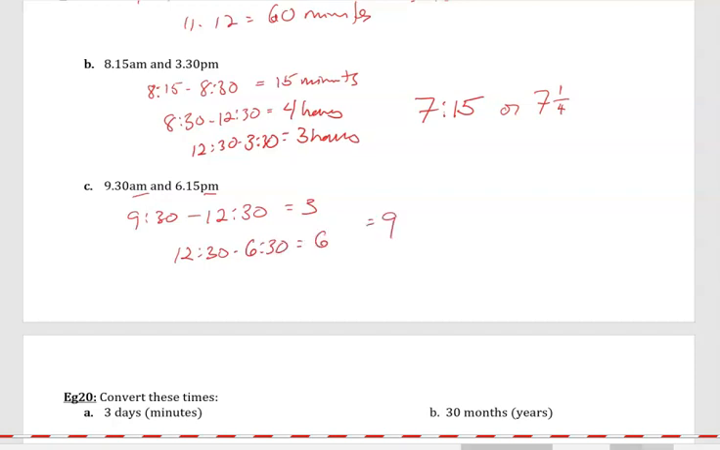So that gives me 9 hours. But remember, I overshot it by 15. So I'll just take away those 15 minutes. There's a lot of ways you can do that. And that gives us 8 hours and 45 minutes. I probably should write 8 hours and 45 minutes.